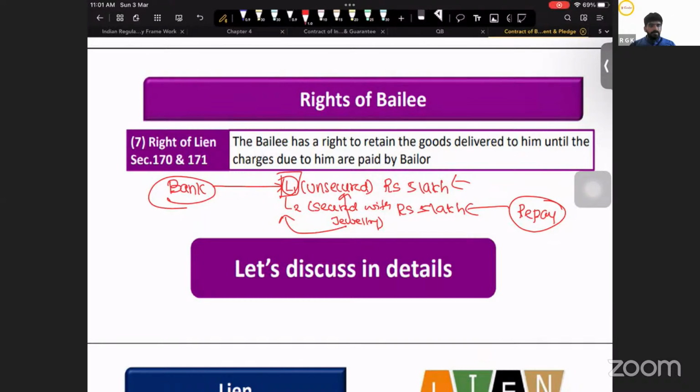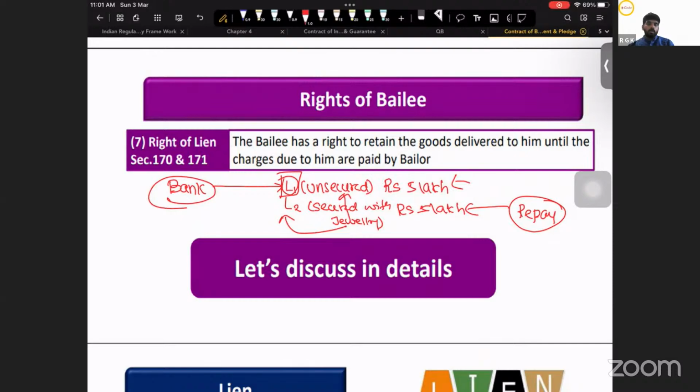Other than these five people, when a person does any labor on particular goods, for example, a tailor. A tailor stitches clothes for you. Now, once he completes his work, if you fail to pay the lawful charges that are due to him, his labor charges, whatever is there, till you pay such charges, he has the right to retain the goods. Till you pay the charges, he has the right to retain the goods.